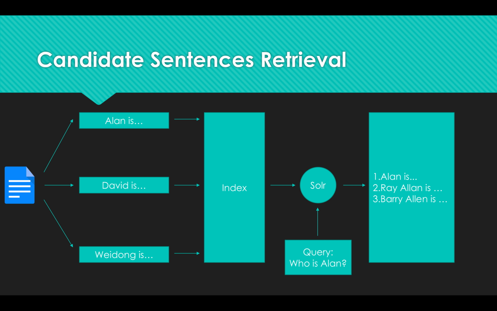First, our candidate sentence retrieval system first indexes the sentences as documents into the system, and we fire our query to the Solr search engine. Solr will return 10 sentences that are candidates and statistically related to the query.